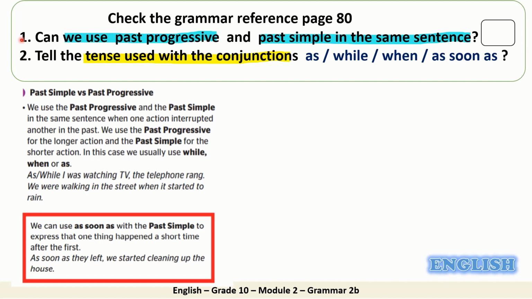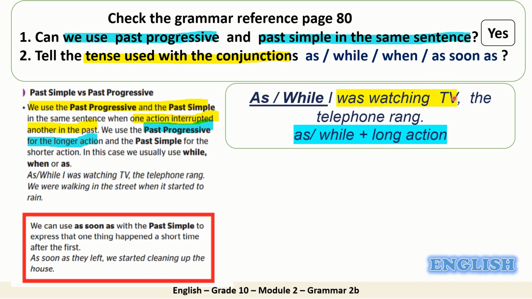Okay, so let's correct. Question number 1. Can we use the past progressive and the past simple in the same sentence? The answer is, of course, yes. Let's check the grammar reference. So we use the past progressive and the past simple in the same sentence when one action interrupted another in the past. So we use the past progressive for the longer action. Have a look at the example.